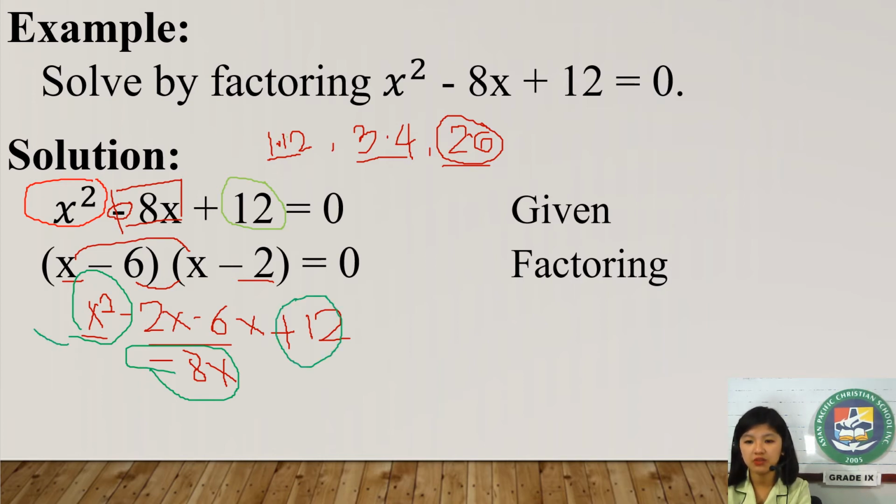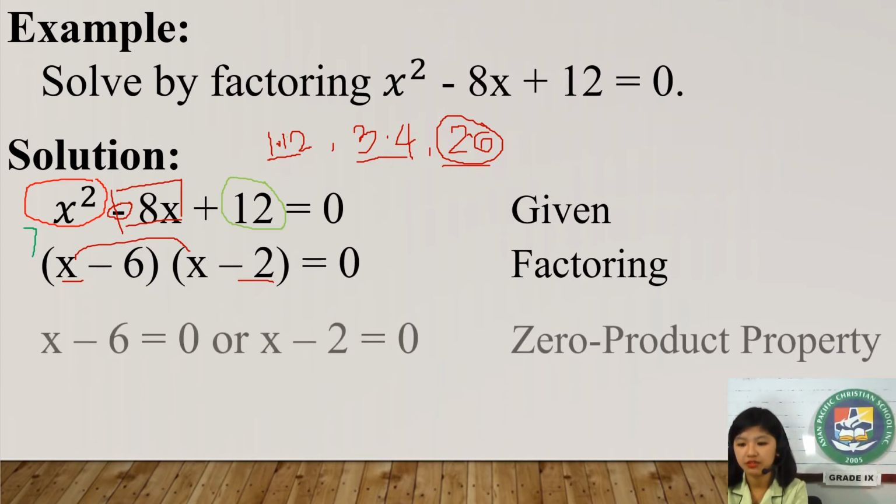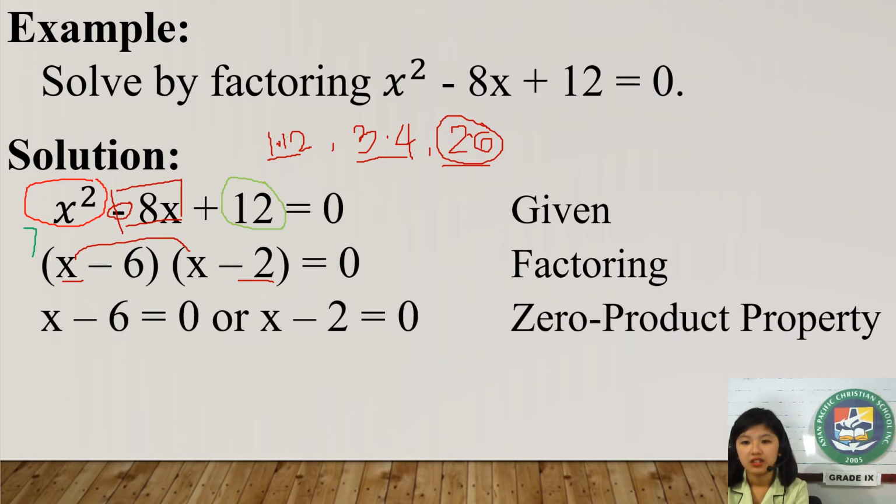Ayan. Kung tama yung ginawa natin, ibig sabihin, itong x minus 6 and x minus 2 equals 0. Yan yung factor nung x squared minus 8x plus 12 is equal to 0. So, next, erase again. Sorry ha. So, next we have, ayan, using zero product property, yung dalawang term, so equate natin siya sa 0.